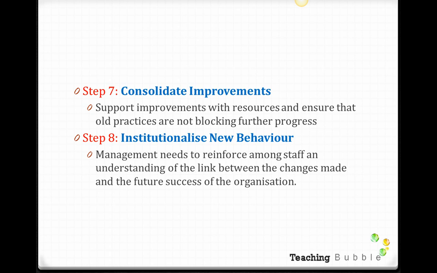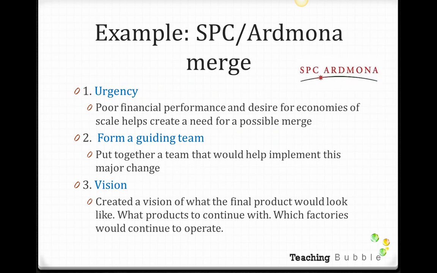Now just to give you an example, we've got SPC and Ardmona. SPC used to be a company on its own, and Ardmona used to be a company on its own. Now these two actually competed against each other, so they're in the canned fruit market, and what they decided to do was they decided to merge. So these steps aren't exactly the facts that they went through or anything like that, but this just shows you an example of how it can happen. So obviously setting an urgency is step 1.